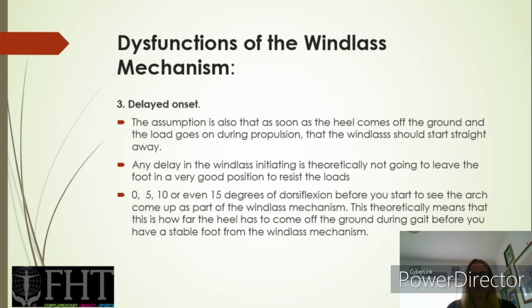So the windlass mechanism is really, really important. I think the key concept from that is it's all in your big toe. So do we have movement in your big toe? And that is what we can clinically test with our patients when testing the windlass mechanism.